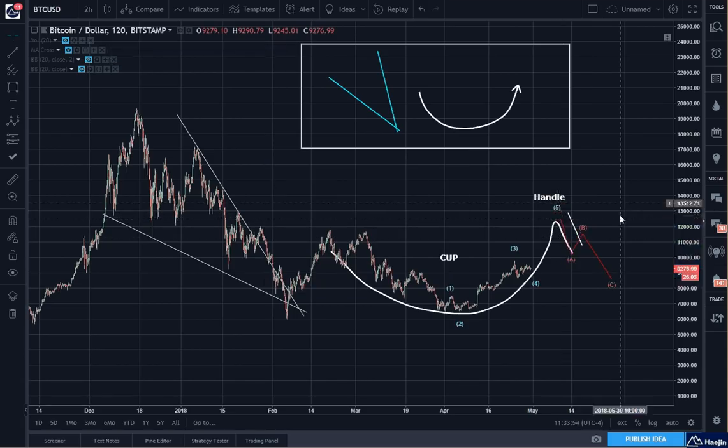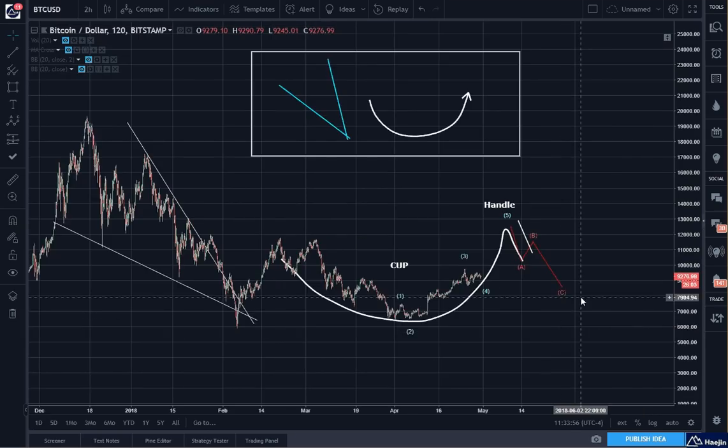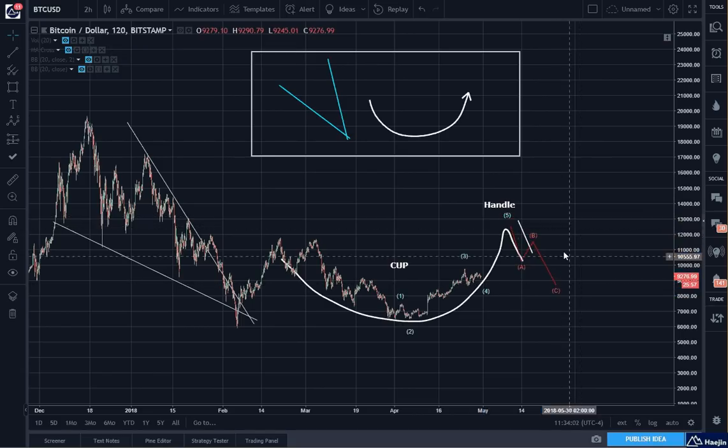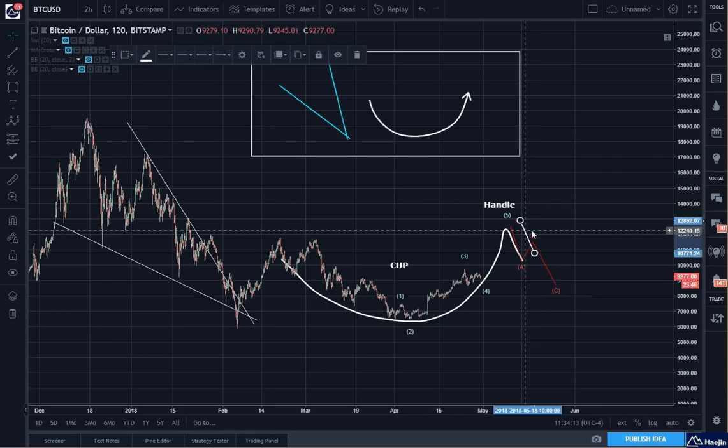But is that time to despair? Is that time to panic sell? Not necessarily. You can take some profits here, sure. If you have no cash, raise some cash. Go farming for cash. But this completes the handle formation beautifully too.